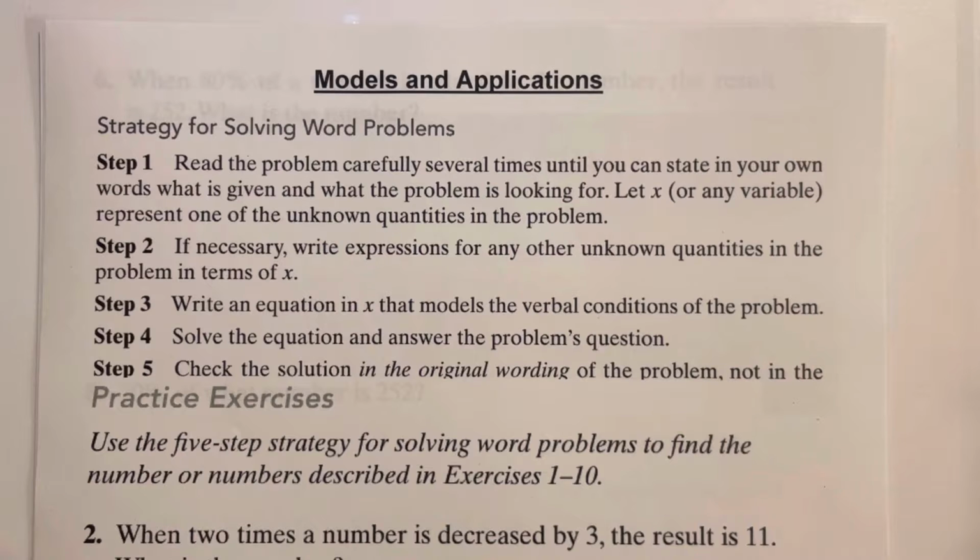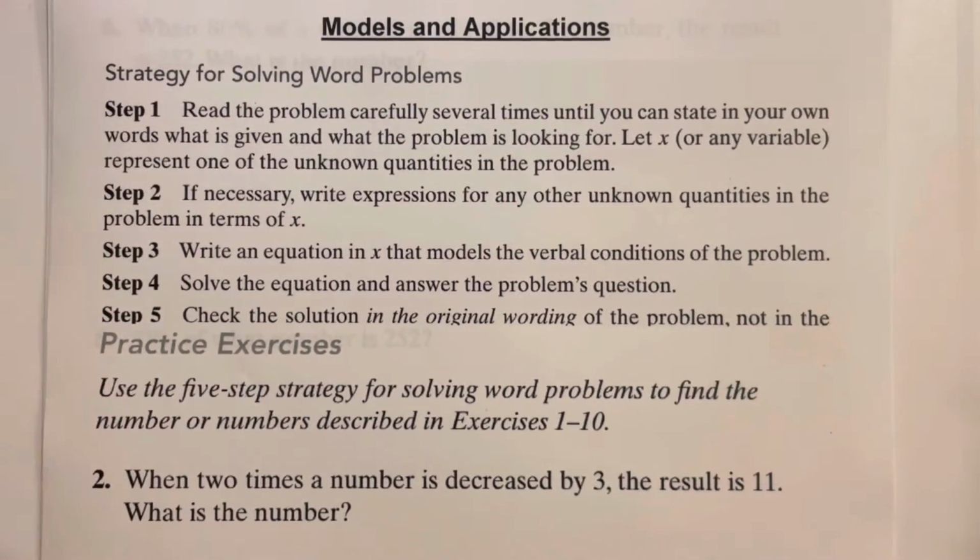Let x or any variable represent one of the unknown quantities in the problem. Step 2, if necessary, write the expressions for any other unknown quantities in the problem in terms of x. Step 3, write an equation in x that models the verbal conditions of the problem. Solve the equation, answer the problem's questions. Check the solution in the original wording of the problem, not in the one that you already solved.